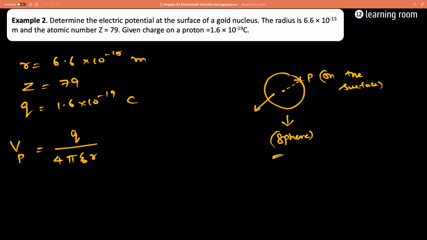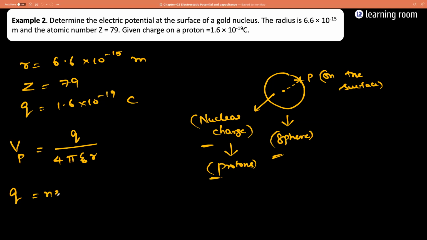Now recollect the concept. Who is responsible for the nuclear charge? Who takes care of the charge of a nucleus? It is protons. Am I right? Now the next question that we need to answer is, how many protons are there inside this nucleus and what is going to be the charge inside it? So Q is equal to N into E. So N is 79 into what is the charge of each proton? It is going to be 1.6 into 10 power minus 19 coulomb.